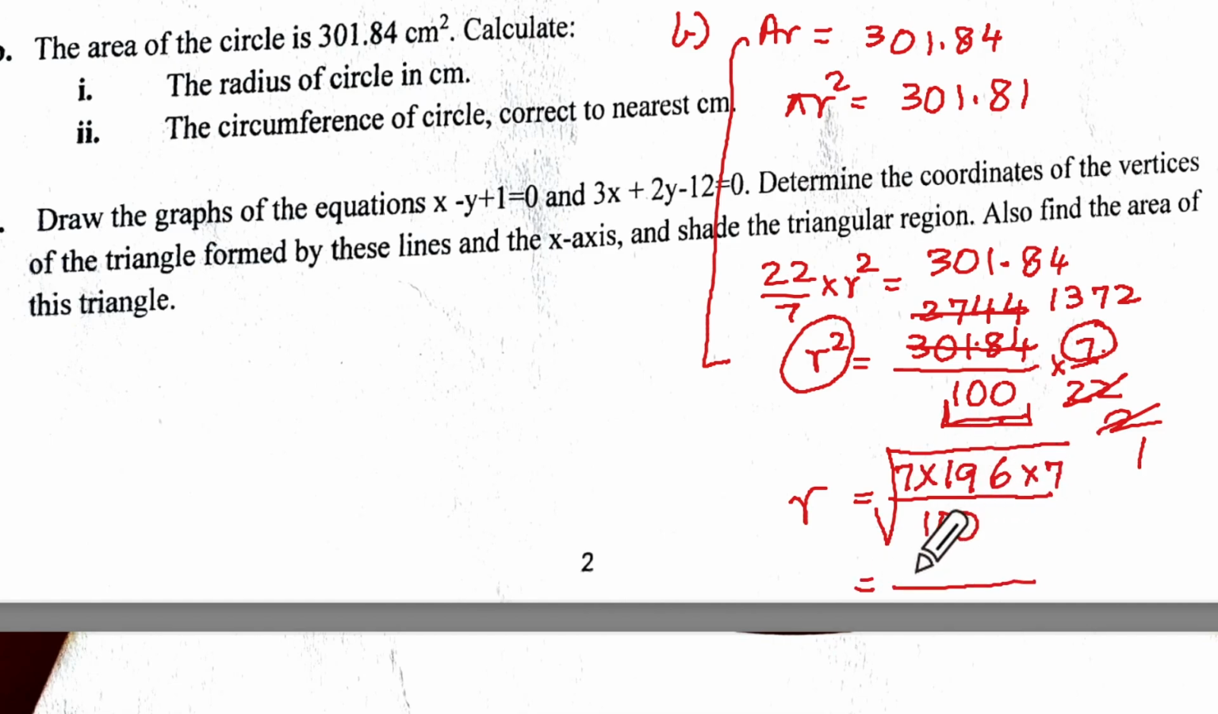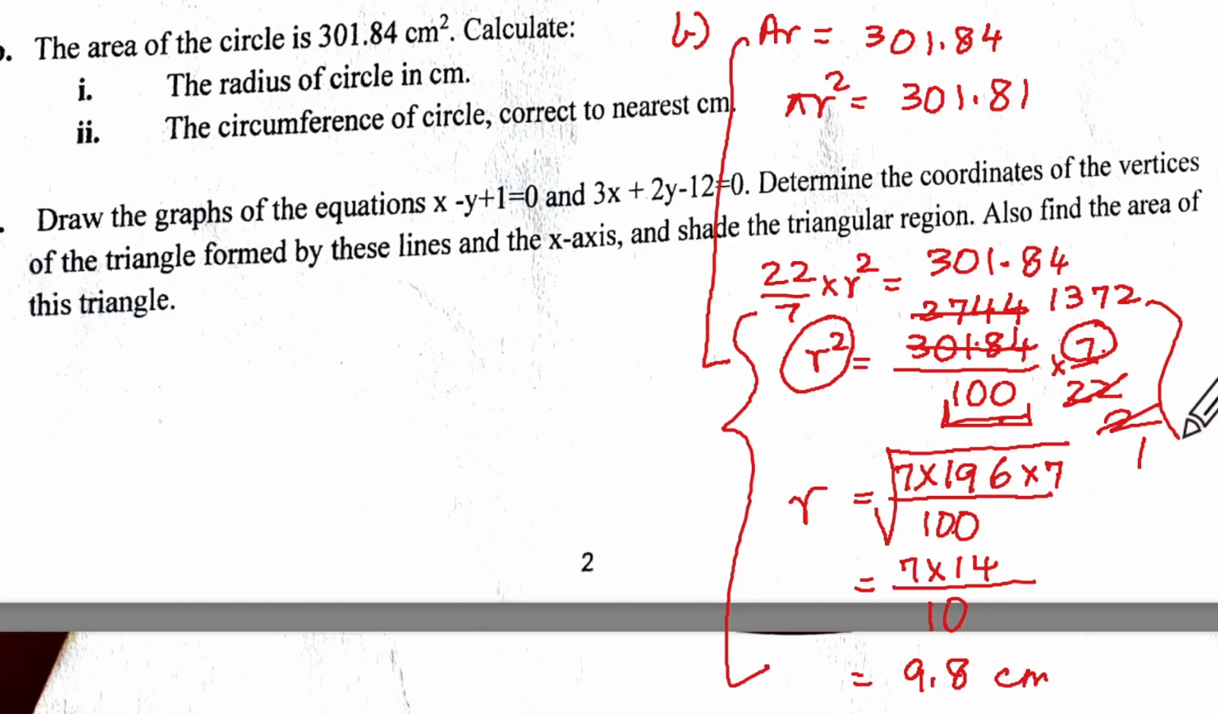from 7 and 7 I got 7. From 7 and 14, 196, I got 14. From 100 I got 10. 14 sevens 98. 9.8 is the radius. 9.8 centimeter. Did you see the calculations? Did you understand how to handle this? Yes, ma'am. Understood. These are the tips and tricks that you have to revise.